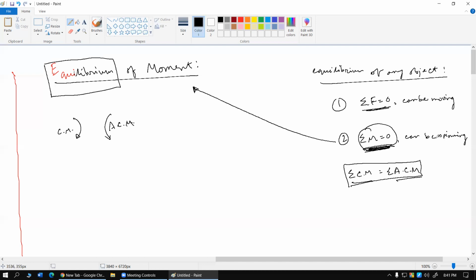But an equilibrium of moment can be spinning. So whenever an object has unbalanced moment, that is, if there is a resultant clockwise moment or a resultant anti-clockwise moment on an object, whenever an object has unbalanced moment, it will increase its spin.